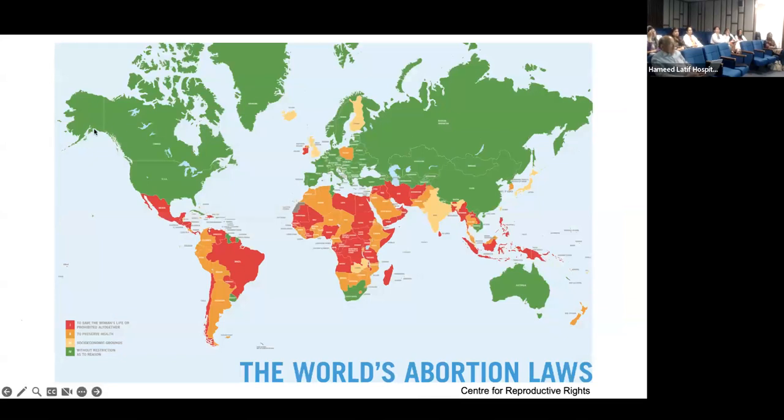Here, the green one, it is allowed. Red ones, it is not allowed. Dark brown, it is allowed with some reasons. And light brown is further liberal laws.